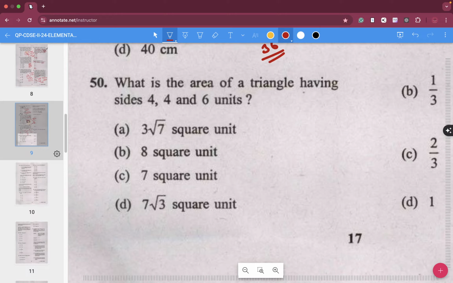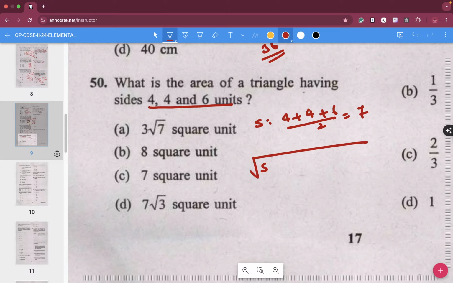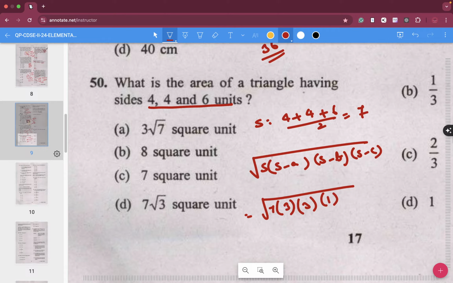Can I assume this one as a scalene triangle? If I assume this as a scalene triangle, what is the semi-perimeter? 4 plus 4 plus 6 by 2, which is 7. And now Heron's formula: root under S into S minus A into S minus B into S minus C. S is 7, so 7 into 3 into 3 into 1, which is simply 3 root 7 square units. Question number 50, the answer will be A.